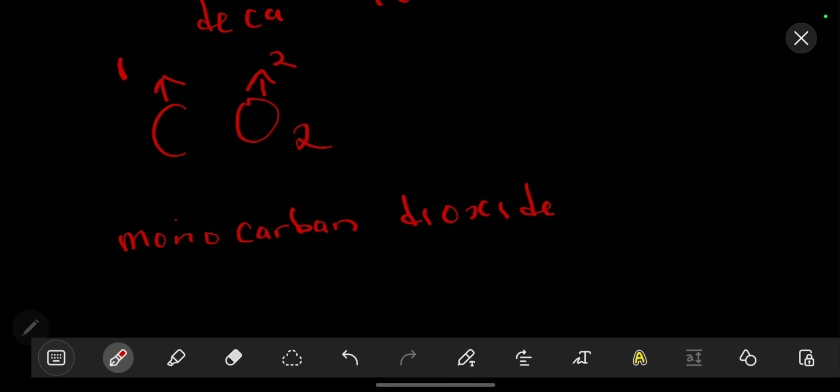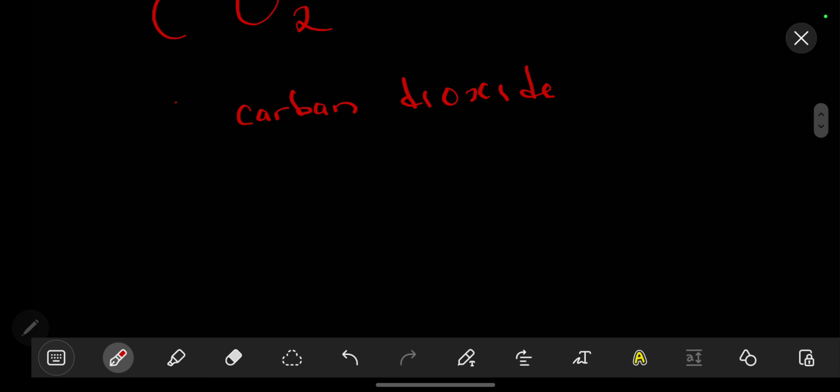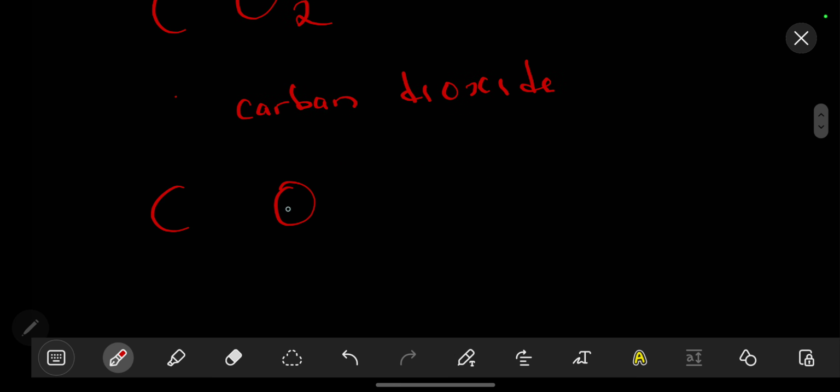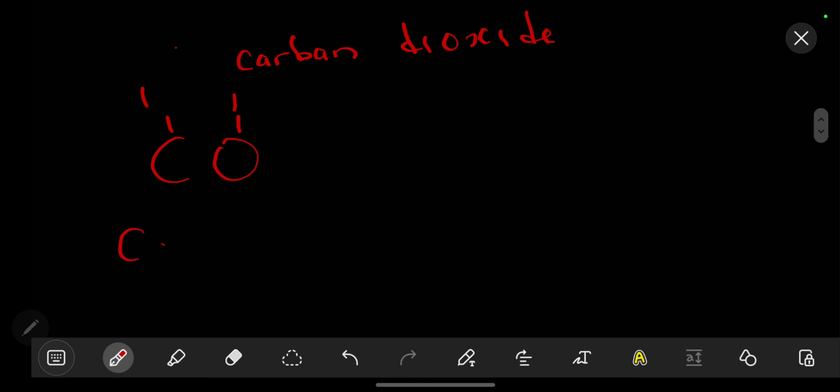Now, the rule is that whenever we are looking at the prefixes, if the first element has only 1, there is no need to put mono. But if it is the second one that is having 1, there is need to put that. So this one is carbon dioxide. If we have CO, like this, we have 1 carbon, we have 1 oxygen. This one will be our carbon. Then there is 1 oxygen, so we have to account for it. We are going to say monoxide.